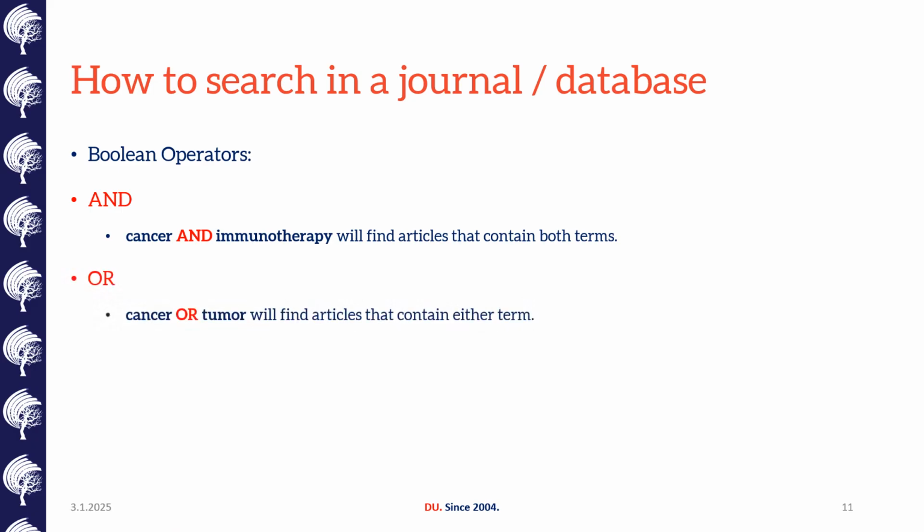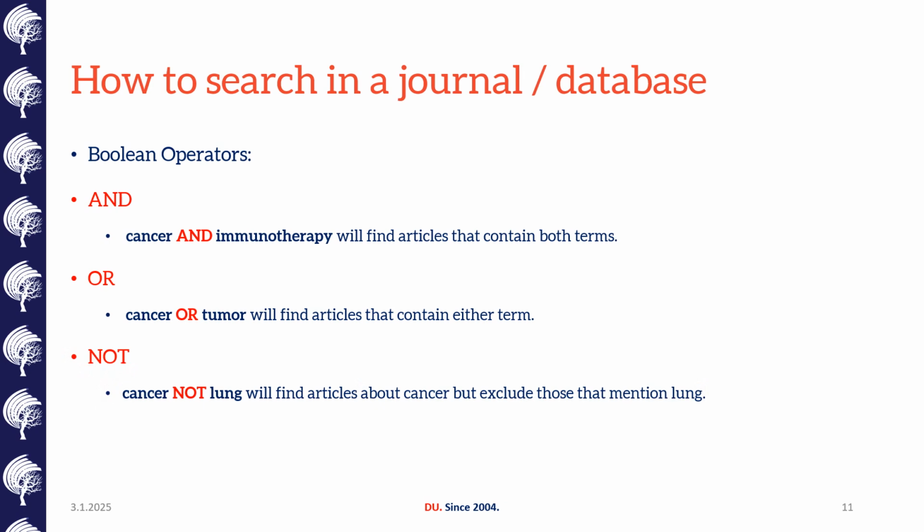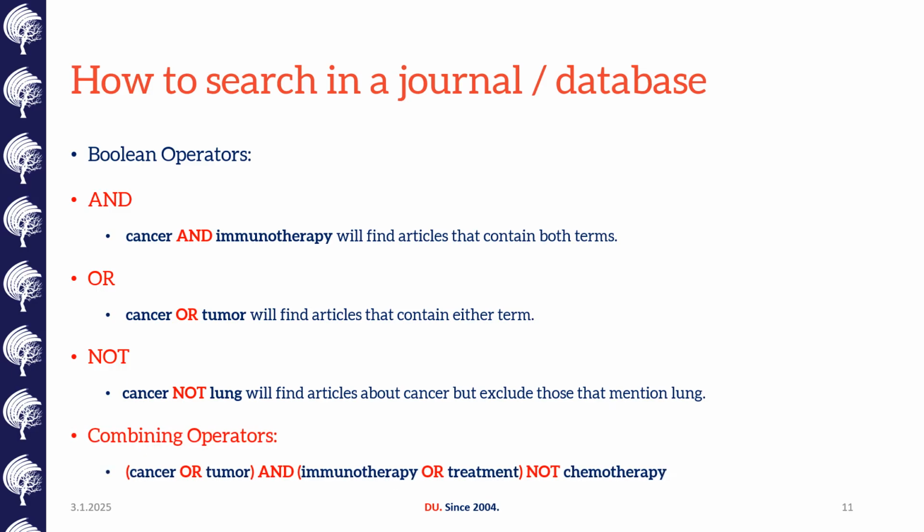Or broadens the search to include either of the terms. Any of the terms can be in the results. Not narrows the search to exclude terms. What follows not cannot appear in the results. You can combine these operators to create more complex searches. For example, in the search below, almost all operators are used.